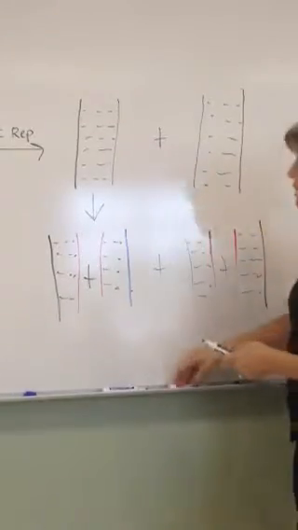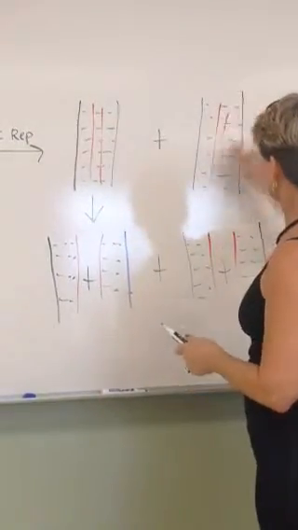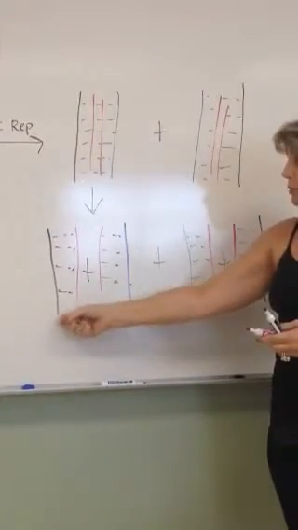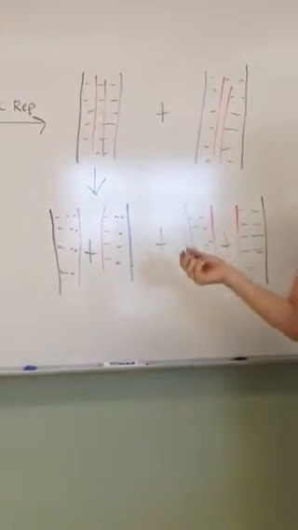So if they replicate and they build two new strands in the middle, that's what you're going to get. Now who's the most original strand? It's going to get confusing after several generations, right?